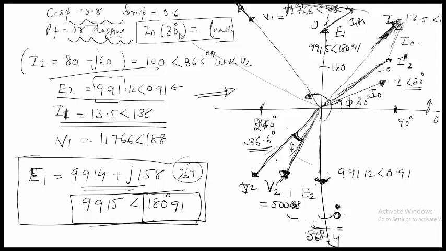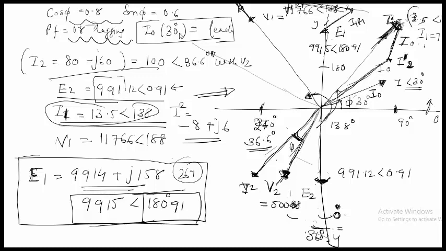The I2 dash was found like minus I2 dash is equal to minus 8 plus j6. And for finding out the value of I1, we found I1 as equal to 13.5, making 138 degrees. So my I1 is 138 degrees from here, which is the reference I am taking. So I can draw the I1, just 13.5. If I am projecting my I2 dash and adding the I naught here, then it should add up to what my I1 is all about. So I1 is equal to I naught plus I2.